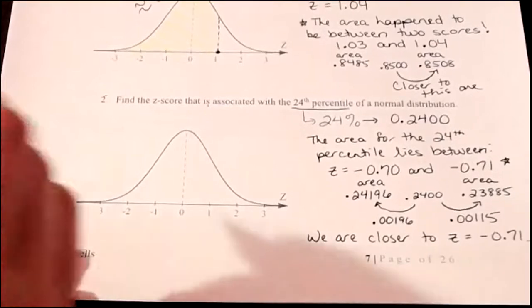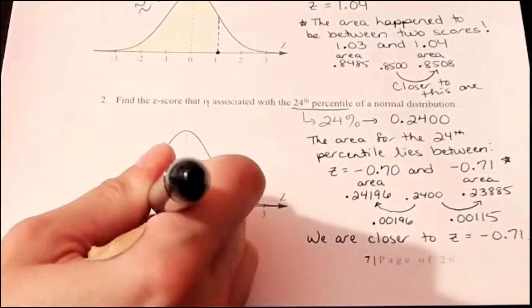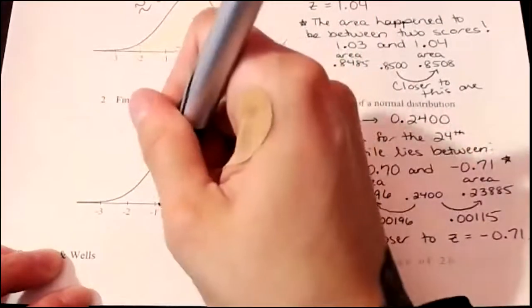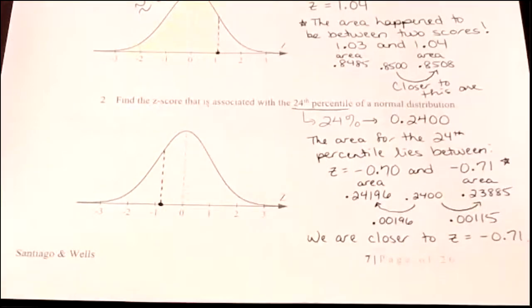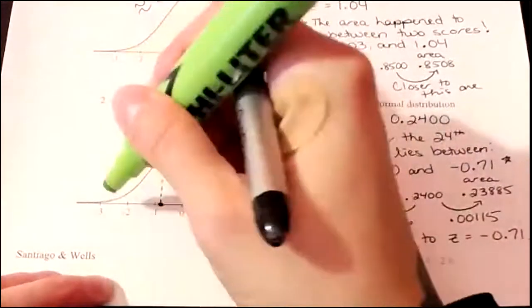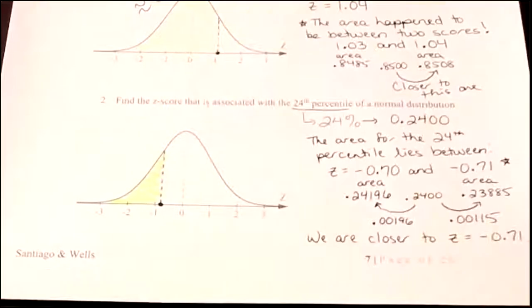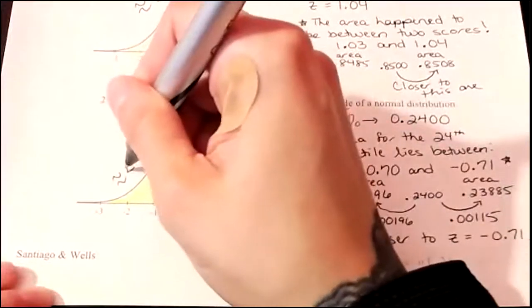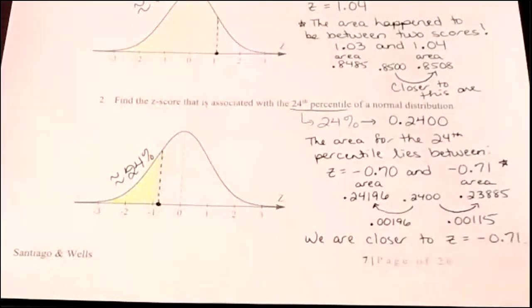When we plot this at negative 0.71, we're pretty close to that negative 1, but not quite. We'll draw our dotted line up. We'll shade the region, of course, just like we did last time. And we know that this region is approximately 24%, which is what we were looking for. So it's approximately 24%.